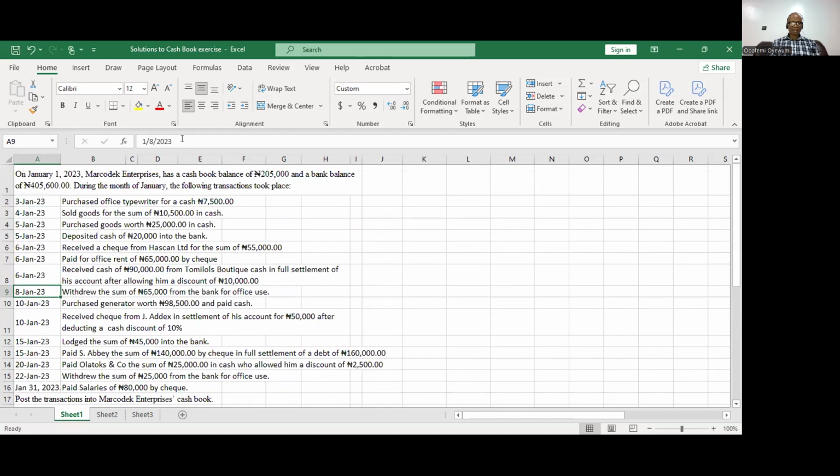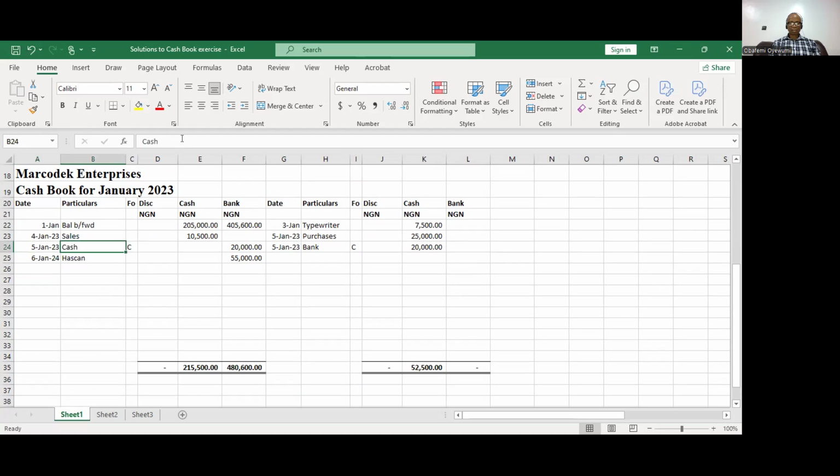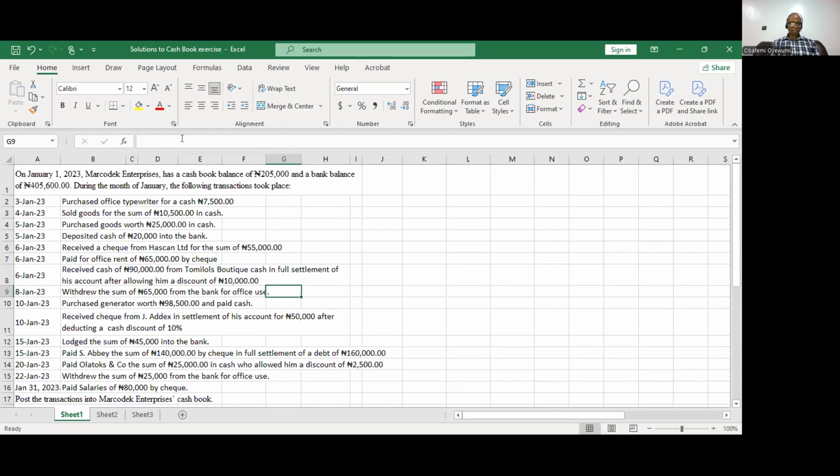The next transaction was paid rent of 65,000 by check. Pay rent of 65,000 by check. So on the 6th of January 2023, pay rent as office rent, office rent of 65,000 by check. So it's going to be in your bank column here. All right, that's what you have. Then the next transaction that took place, let's look at it.